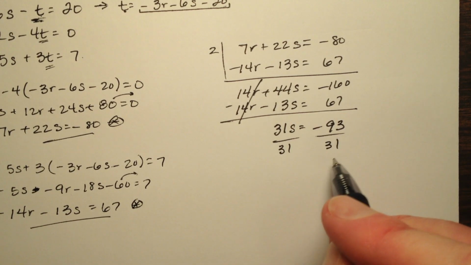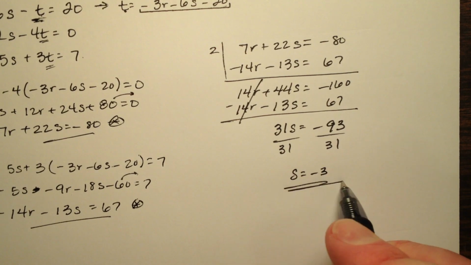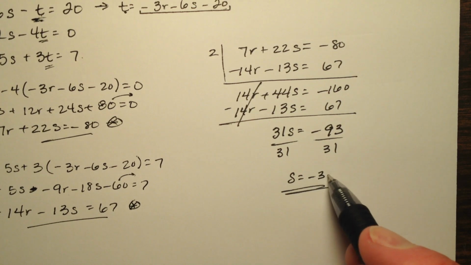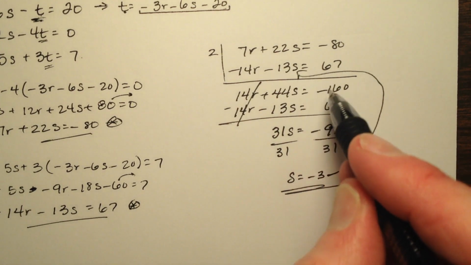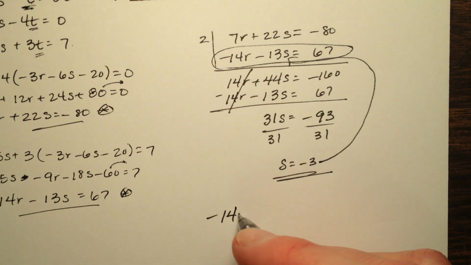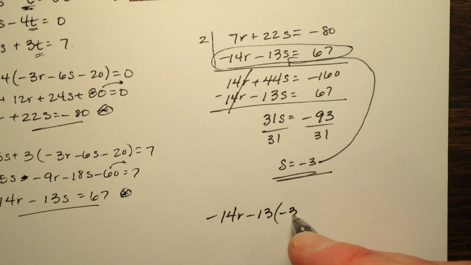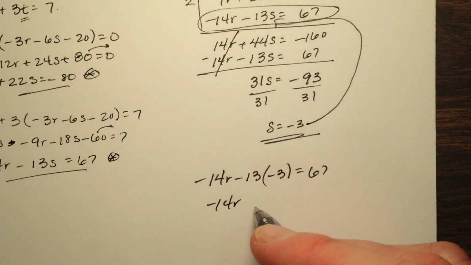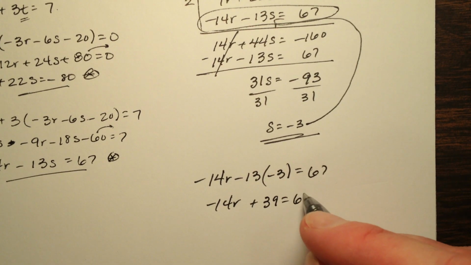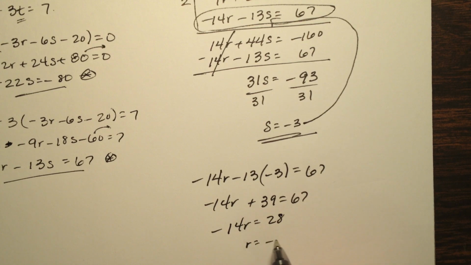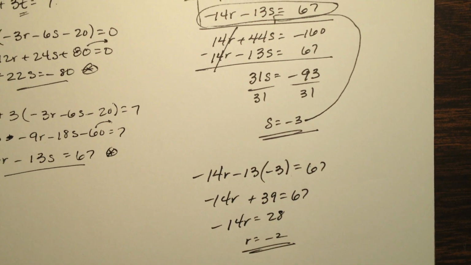So when I divide both sides by 31, s is going to be negative 3. Okay, so I can plug this s as negative 3 back into one of these equations. Let's choose this second one. So negative 14r minus 13 times negative 3. So it's negative 14r plus 39 equals 67. When I subtract 39 from both sides, I'm going to get 28, and r equals negative 2.